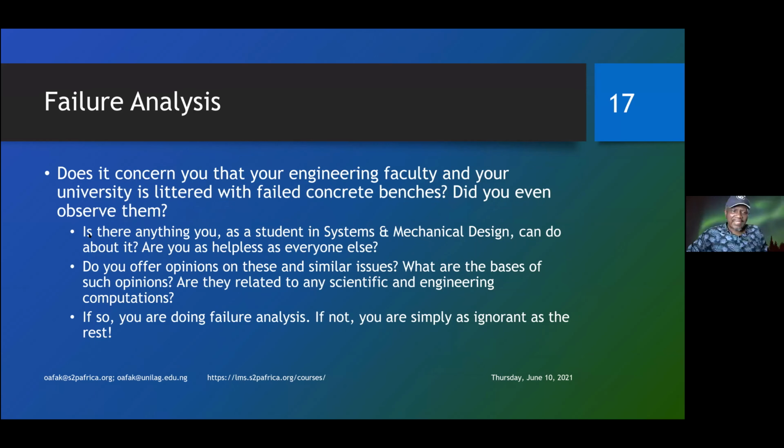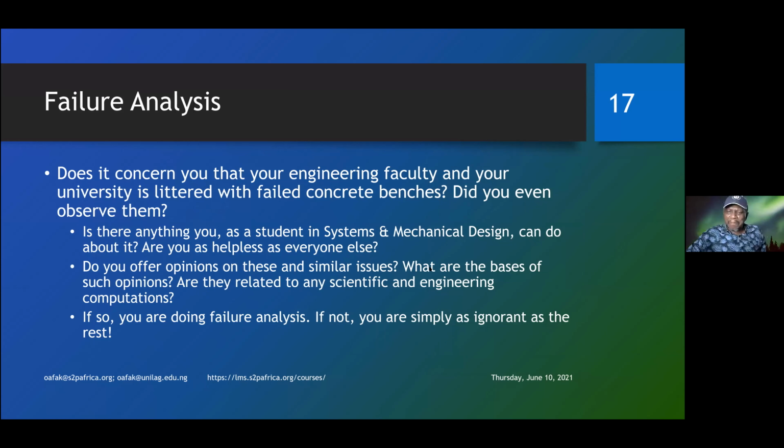Is there anything that you, as a student in systems or mechanical design, can do about them? Are you as helpless as everyone else? Can you take inspiration, innovation, and challenge to do something different, to see what is wrong with these things? How can they be changed? Do you offer opinions on these failures and similar issues? Do you say, oh, this is the reason why this thing failed? Do you just open your mouth and make comments anyhow?